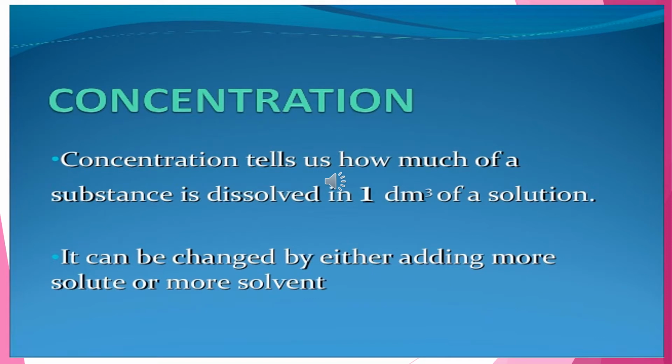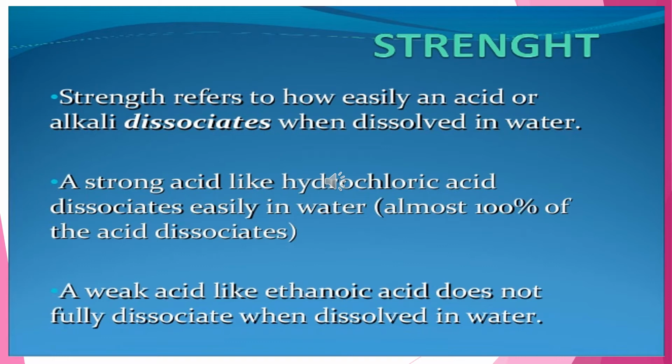Concentration. Concentration tells us how much of a substance is dissolved in 1 dm cubed of a solution. It can be changed by adding more solute or more solvent. Strength refers to how easily an acid or alkali dissociates when dissolved in water. A strong acid like hydrochloric acid dissociates easily in water, almost 100% of the acid dissociates. A weak acid like ethanoic acid does not fully dissociate when dissolved in water.